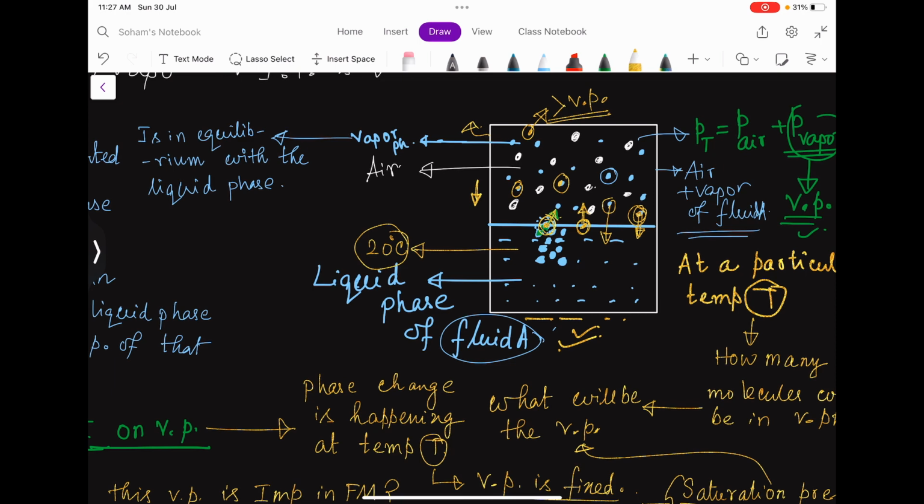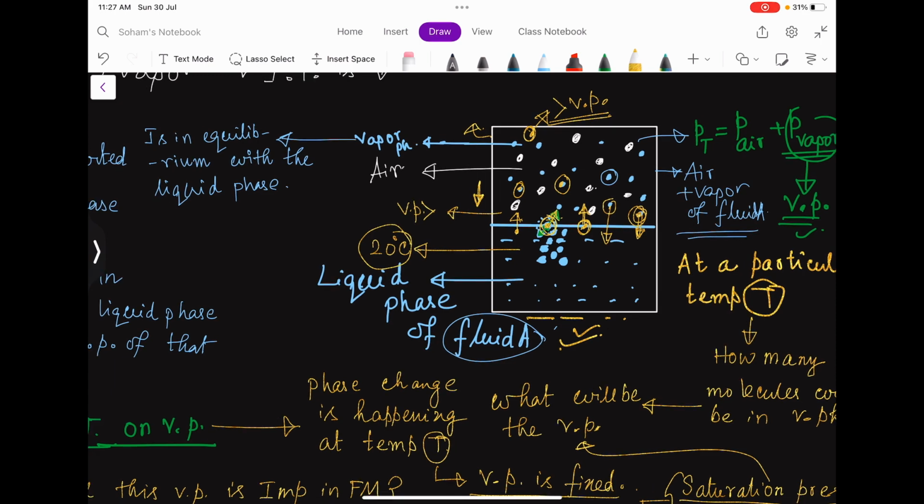Am I clear? And if this pressure is lesser than the vapor pressure, then some molecules have to come up. Then there is also a phase change, but in one direction, from liquid to vapor. So if the pressure in the tank is more than the vapor pressure, then a deliberate phase change from liquid to gas will occur. And if the pressure is less than the vapor pressure, a deliberate phase change occurs in the opposite sense.